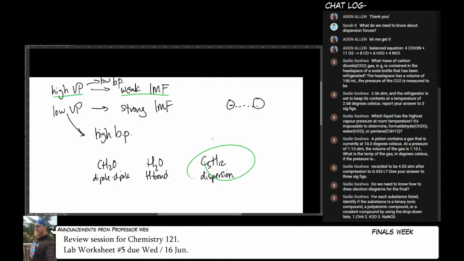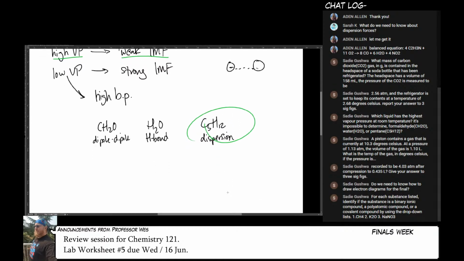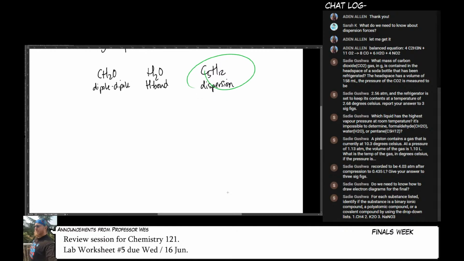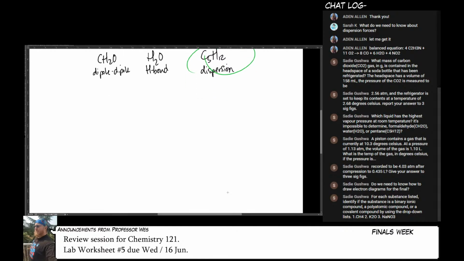For the next one, you have a piston with gas in it. And you can see very clearly that this is a before and after problem, because it's listing things and then you do the action and it changes, right? So we have pressure, volume, and temperature, and then we have before and then after. So make a chart.